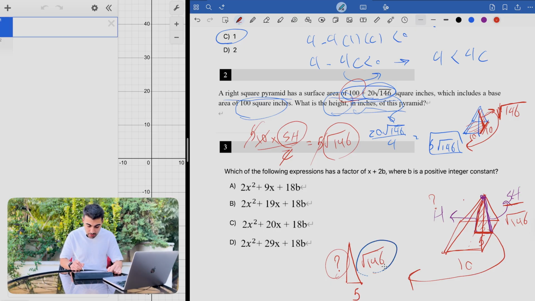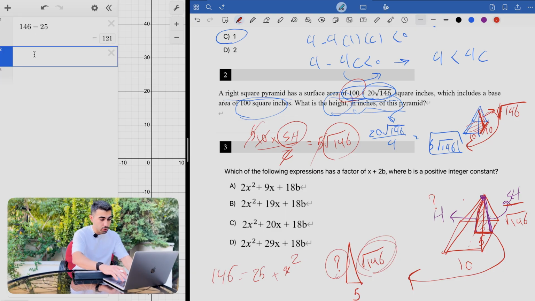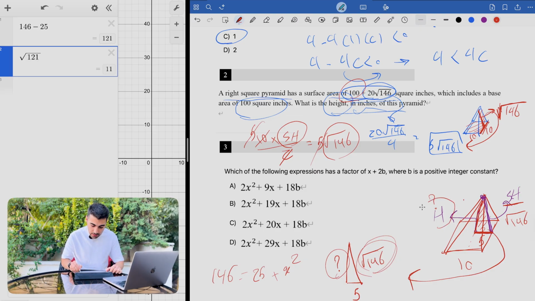So the square of this is going to give us 146 is equal to 5 squared, which is 25, plus x squared. So here, 146, let's just do that in decimals. I'm going to do 146 minus 25, 121, and the square root of 121 gives us 11. We already know that, but let's just write it, 11. So that means the height is 11, and that is the answer for this question.